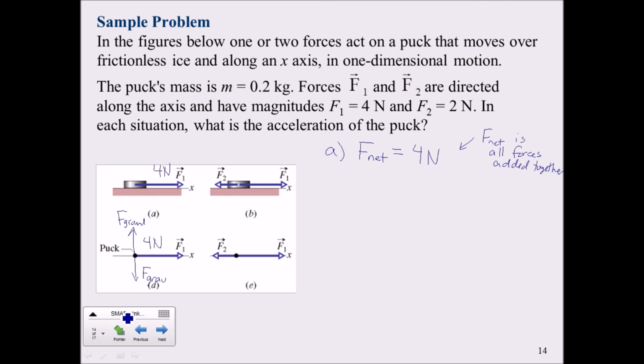In this case, the net force is 4 newtons, and Newton's second law says that the net force acting on an object equals its mass times its acceleration. So I get that the net force of 4 newtons equals the mass, 0.2 kilograms, times the acceleration. If I solve for the acceleration, I get that the acceleration is 20 meters per second squared to the right.